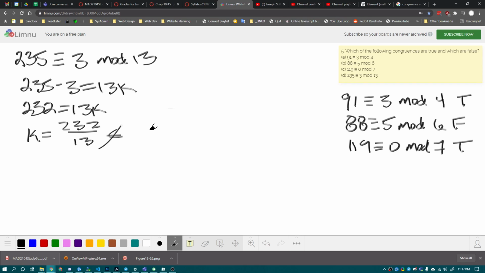So since that is not an integer, then 235 congruent to 3 mod 13 is false. And that's it for this problem.